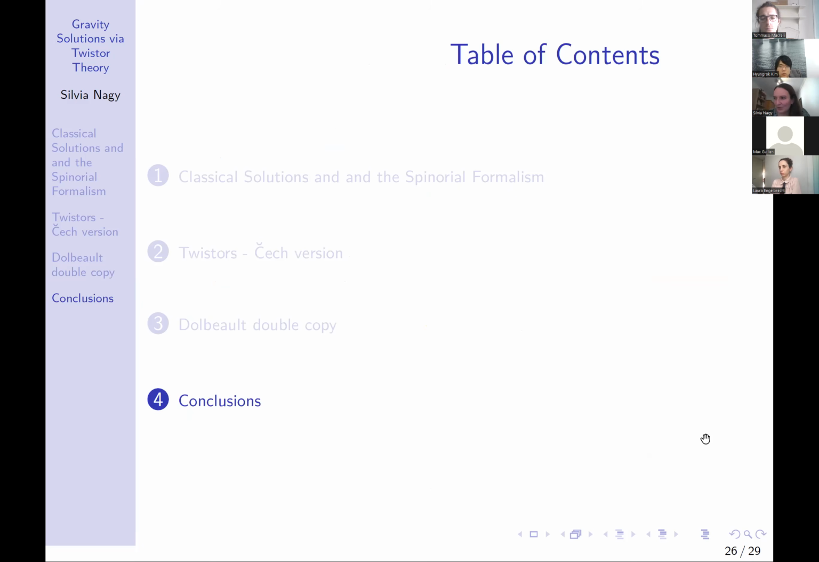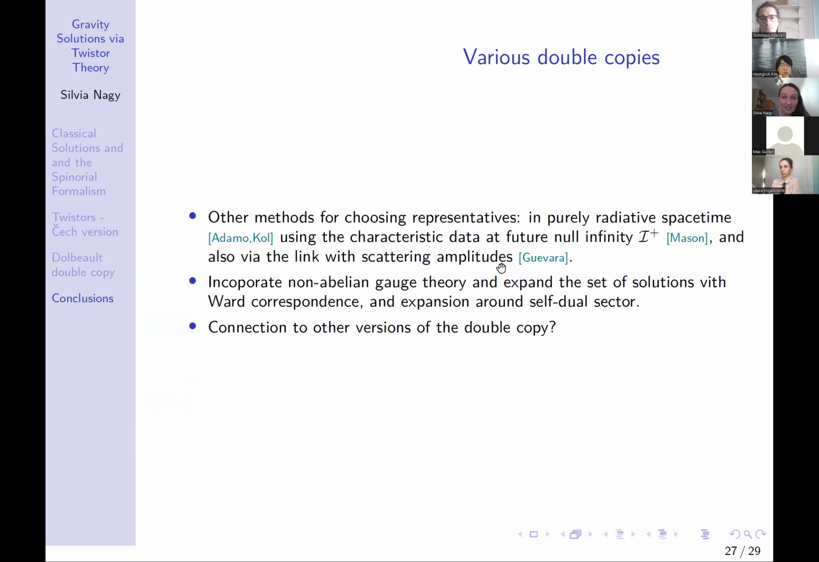And then, maybe I should try to finish, but it turns out that very recently there have been some other methods for defining double copies in Twistor space. One is from a paper from late last year, when they were trying to construct purely radiative spacetimes. And here, a very nice way of fixing a Twistor representative uniquely was using the characteristic data at null infinity. This had been observed a while ago, but recently it was used for defining some very nice double copies for radiative spacetimes.